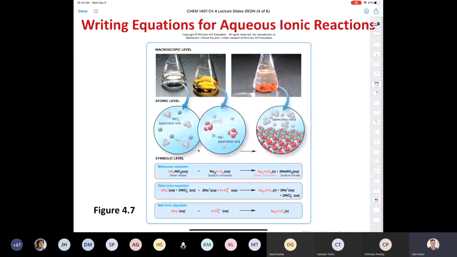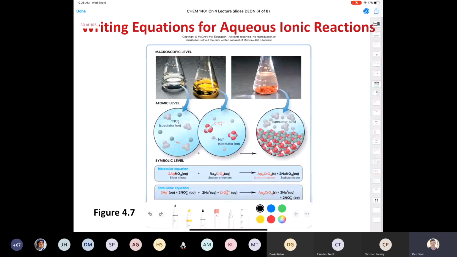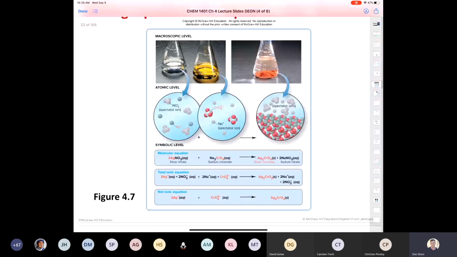This is just showing you what it looks like at the atomic level. You have your ions dissociated: your silver, your nitrate, your chromates, your sodiums. You can see all those ions. When you mix these two, now you've got a mixture of silver ions, sodium ions, nitrate ions, and chromate ions. So they can all interact with each other.